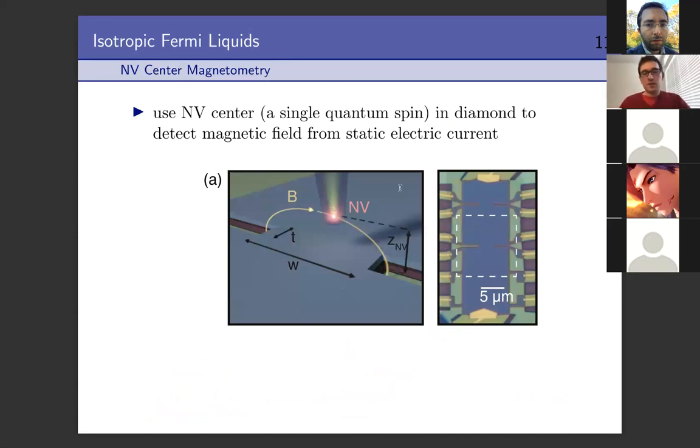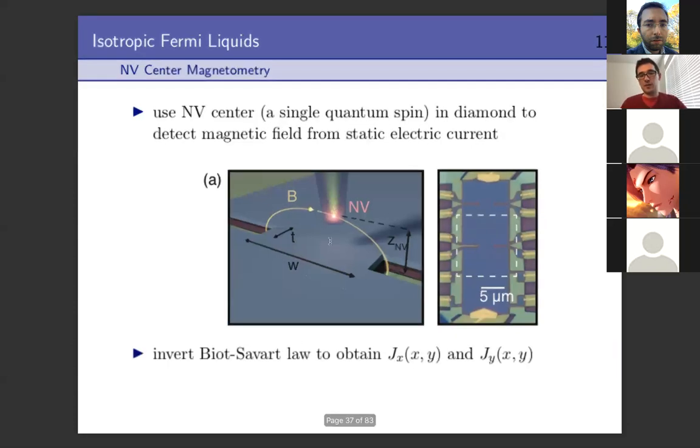All right. So to image the current flow, we can use what are called nitrogen vacancy centers. This is basically a single quantum spin in diamond, and it's a very sensitive magnetic field detector. As the current flows through the two-dimensional graphene layer, it will create magnetic fields by the Biot-Savart law. And because we're imaging the magnetic field out of plane, we can actually uniquely map out the current flow from a single component of the magnetic field that we measure.